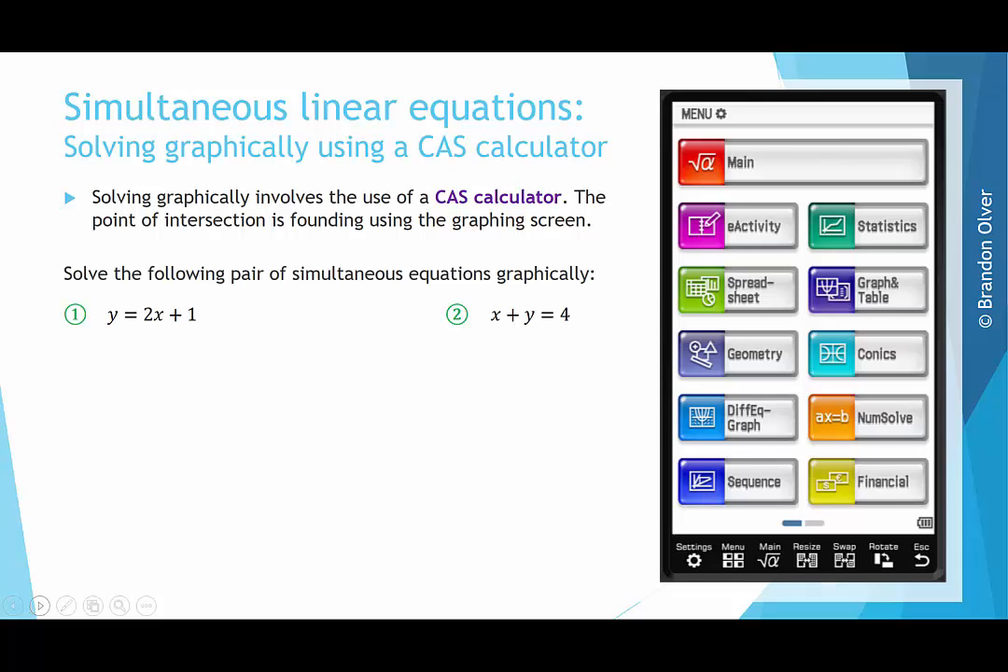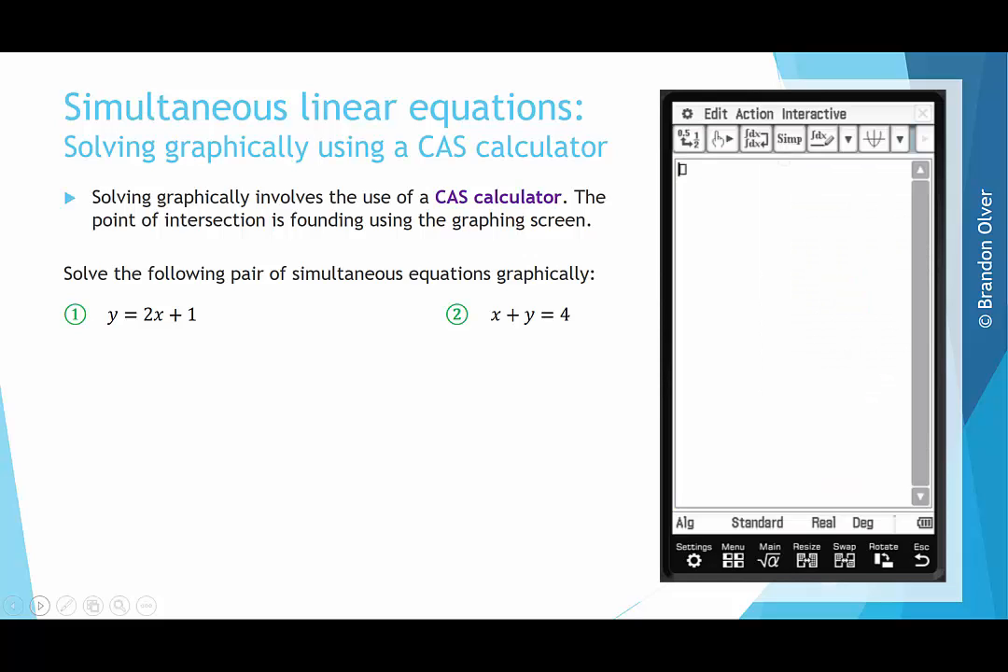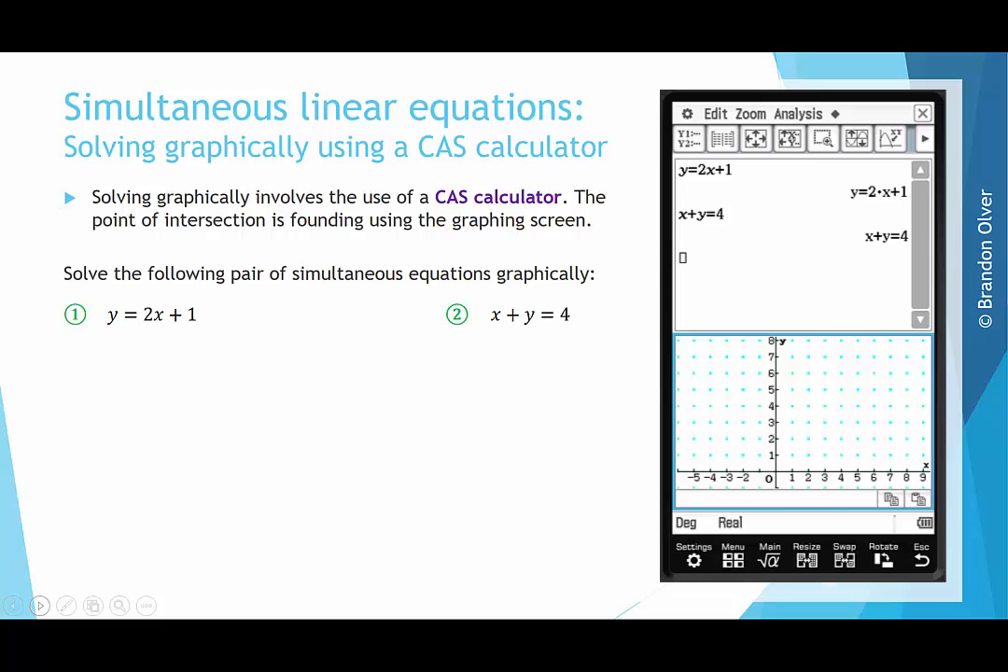So we're going to see this in the following example where we have y equals 2x plus 1 and x plus y equals 4. On the CAS calculator, go into the main screen. Next, what we want to do is type in each of the equations. So we have y is equal to 2x plus 1, and the second equation is x plus y is equal to 4. What we're going to do now is hit this button in blue, which is the graph screen.